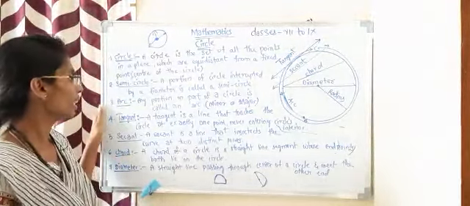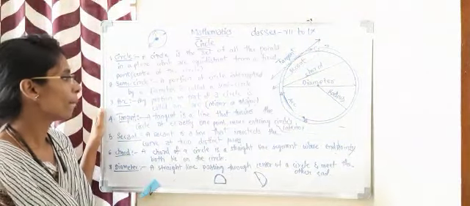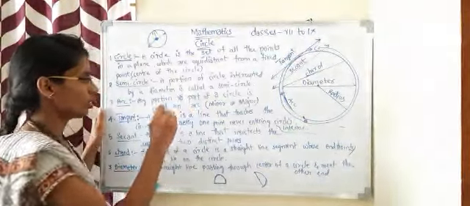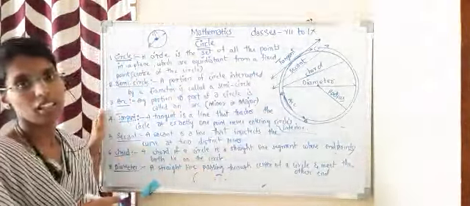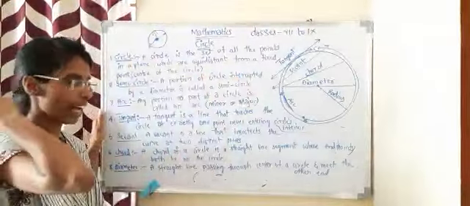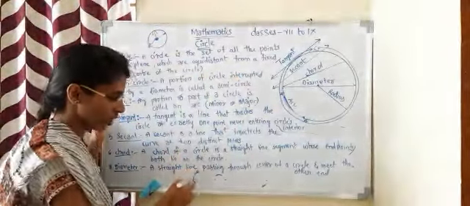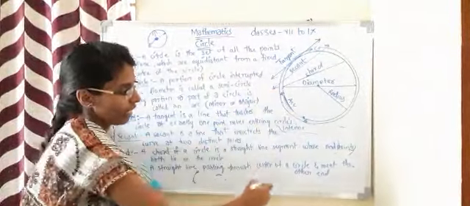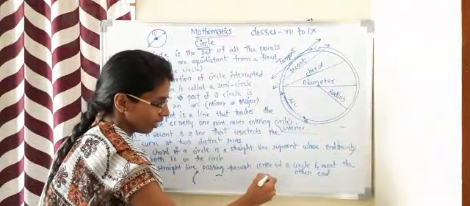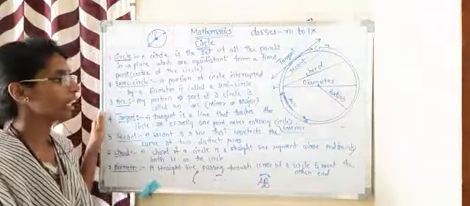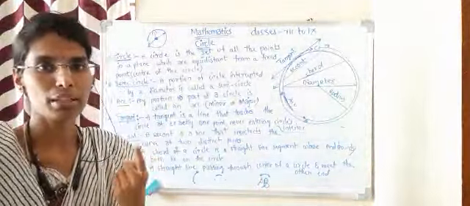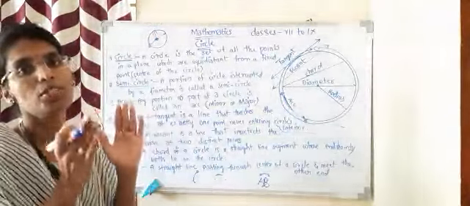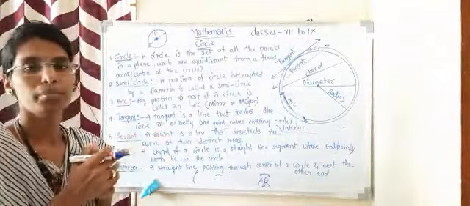Next, arc. Any portion or part of a circle is called an arc. On the outer edge, whatever portion we take on the circle is called an arc. As we have seen, it starts from here to here, points A and B. It is denoted in this way. There are two types of arcs, major arc and minor arc. A major arc is an arc whose measurement is greater than the semicircle, and a minor arc is less than a semicircle.